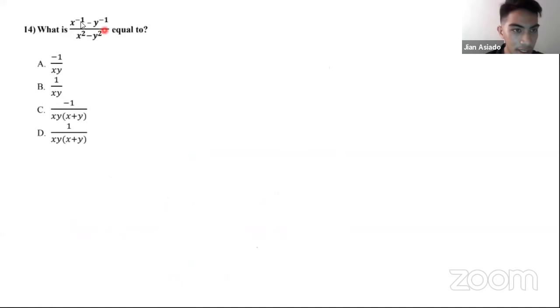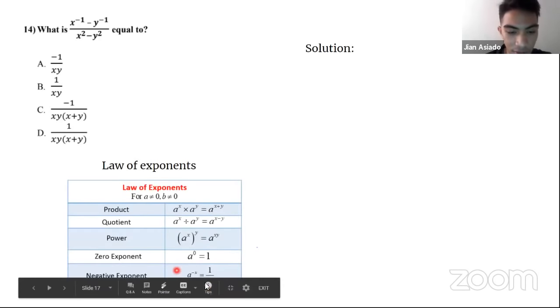Next, what is this term equal to? Ito, pwede nating apply yung law of exponents since x raised to -1 is just the reciprocal. Ayan, negative exponent yung last.